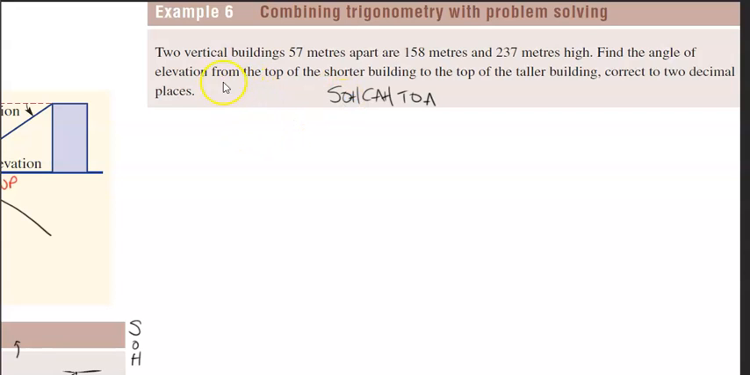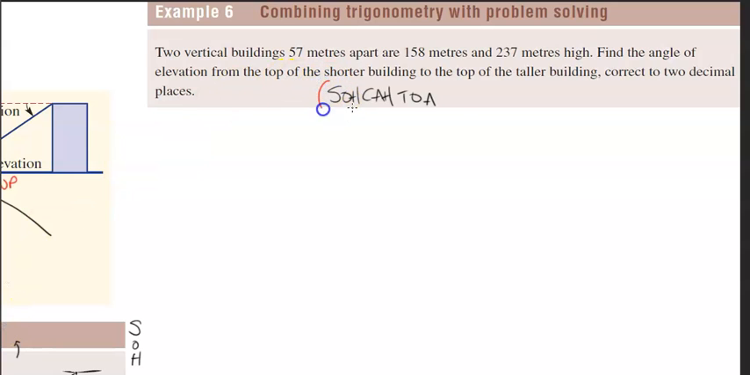Let's have a look. The two vertical buildings, 57 meters apart, are 158 meters and 237 meters. We are going to find the angle of elevation from the top of the shorter building to the top of the taller building, correct to 2 decimal places. Okay, quite a bit of information to dissect.